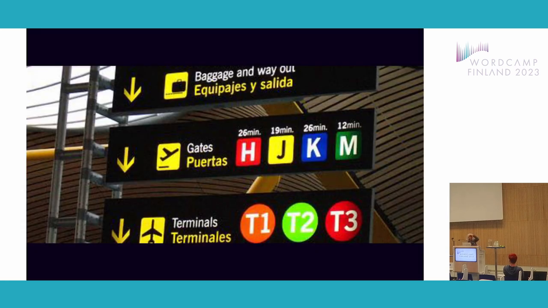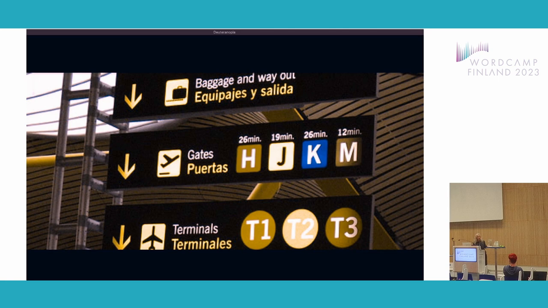Because, for instance, here's an image with signage in an airport, and there's T1, T2, T3 in orange, green, and red. But if you are colorblind, you see it in a completely different way, and T1 and T3 look very, very similar. T2, very little contrast. That green should be darker. So you need another differentiation, and it's good that here it's T1 and T3, because if it was only the color, which sometimes it is, someone with a difficulty in telling red and green apart would have a real problem.